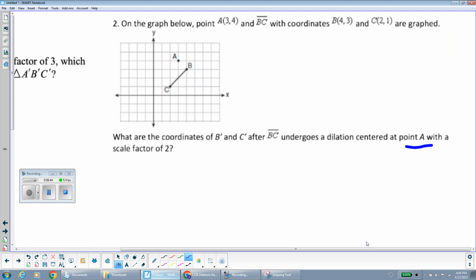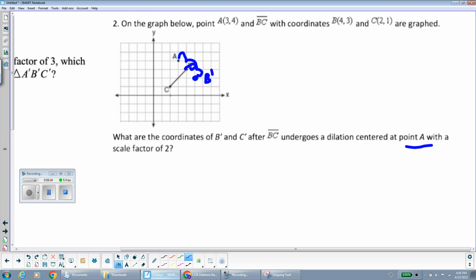I'm going to do this visually. So remember at the beginning, we talked about how a dilation is not only making it bigger or smaller, but the way that it does that is by changing the distance that each of the points is from the center of dilation. So a scale factor of 2 basically means that we're doubling the distance that each of these points is from the center of dilation. So right now, from the center of dilation, point B is 1 space over and 1 space down. So if I want to double that distance, I'm going to repeat that movement. I'm going to go another space over and another space down. And that gives me my point B prime.